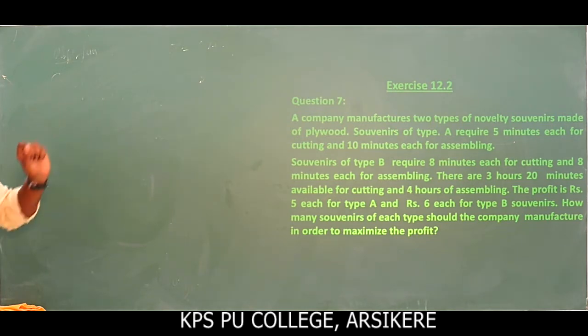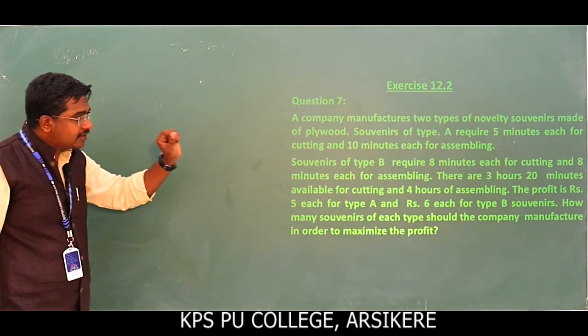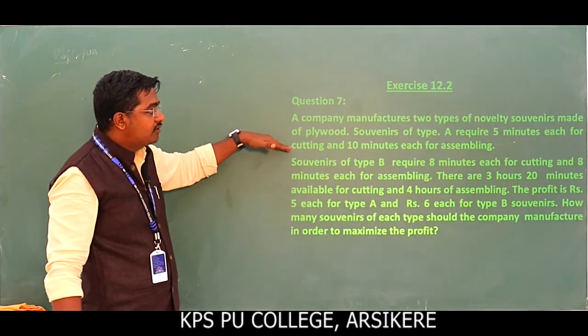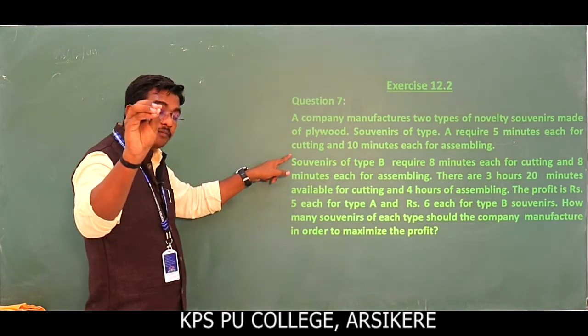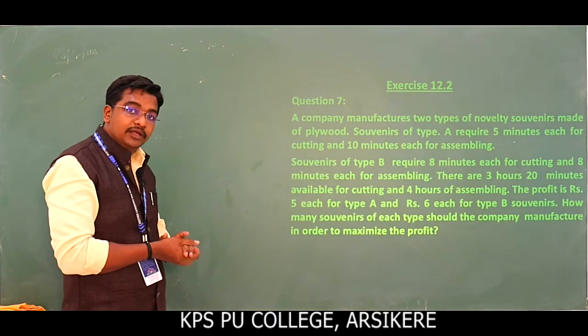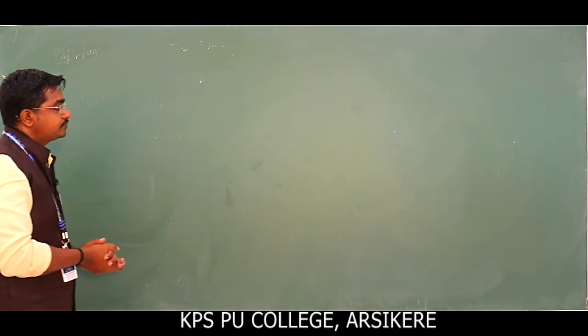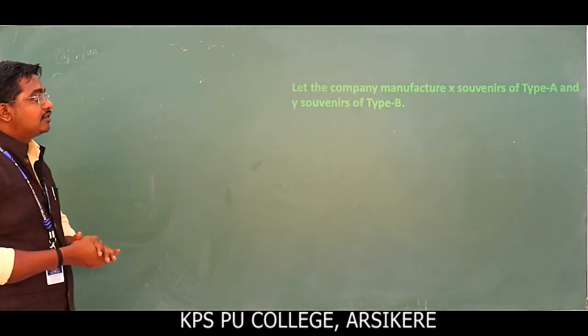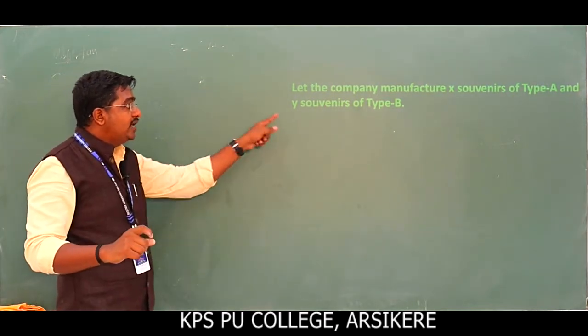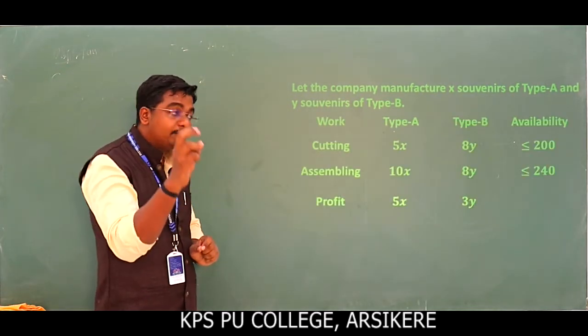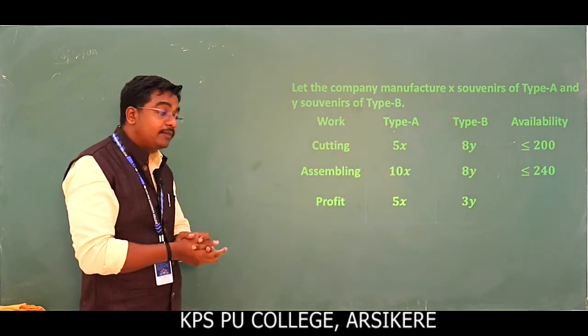Next, convert to mathematical form. Just remember what the important things are here. First one, it requires 5 minutes each for cutting and 10 minutes for assembling. Next, let the company manufacture x sovereigns of type A and y sovereigns of type B. Here x is the number of type A and y is the number of type B.